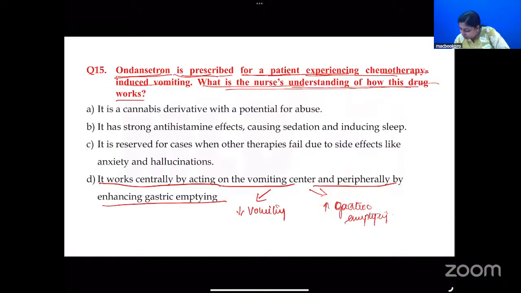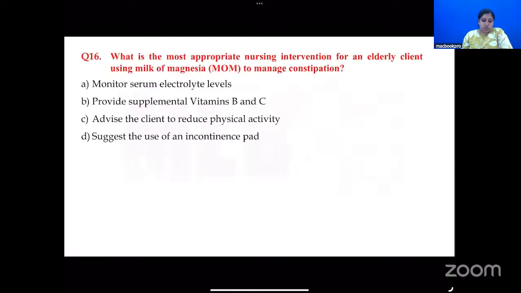Yes, 5-HT3 center. Very good. So D is the correct answer. Next, we will go to the next question.